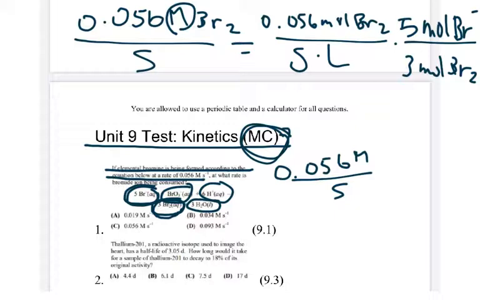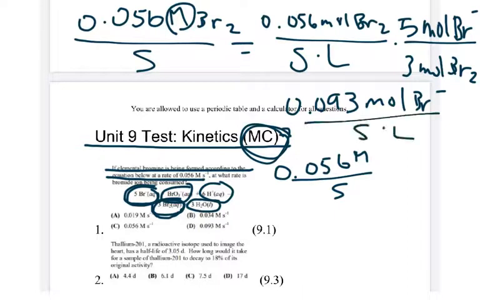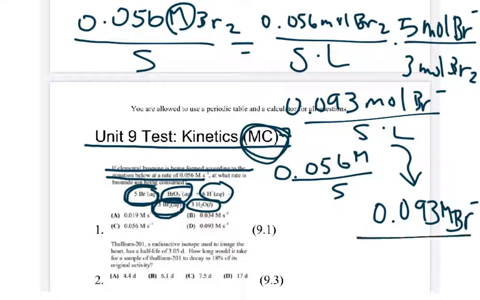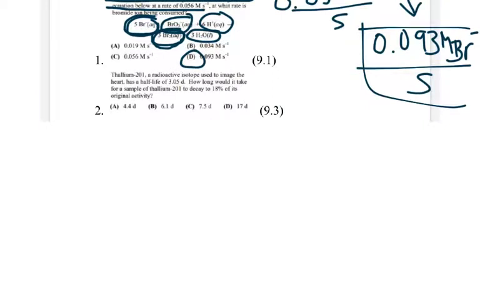Doing the math, 0.056 times 5 over 3 gives us 0.093 moles of bromide per seconds times liters, and reversing the math, we can get that the rate of consumption of bromide is going to be 0.093 molar of bromide per second. So the answer is D. Now let's try our hands on number 2.